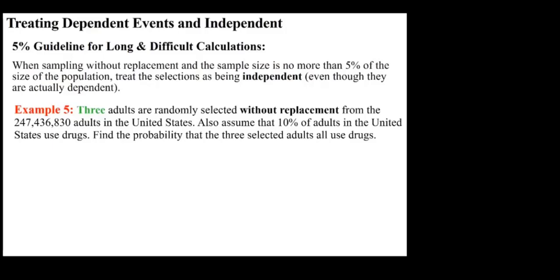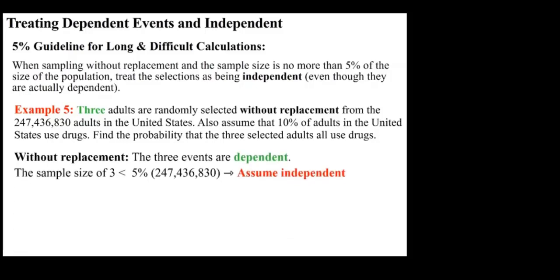The fact of the matter is that you're only using 3 adults, which is a lot less than 5%. Although this is without replacement, and therefore you are dealing with a dependent event. They are dependent. I can't emphasize this enough. They are not independent. However, the number that we are using compared to 247 million is so small, definitely less than 5%, that you're going to assume independence. And that's the idea behind that.